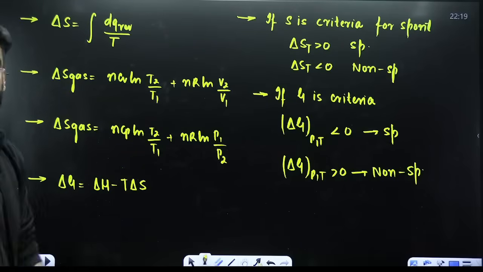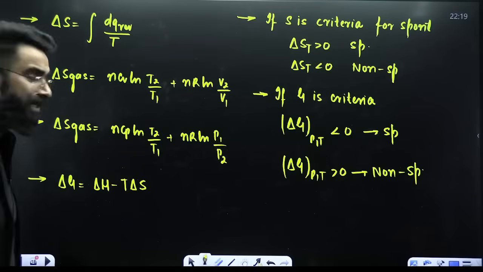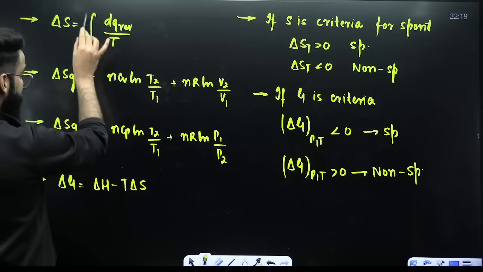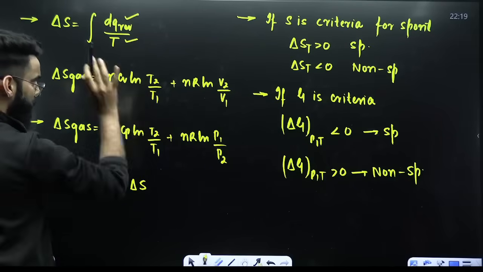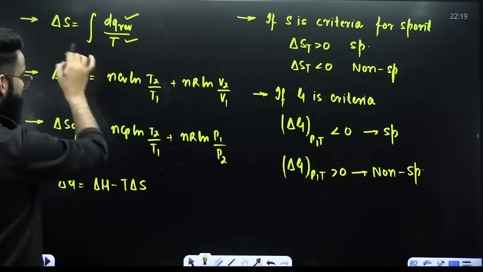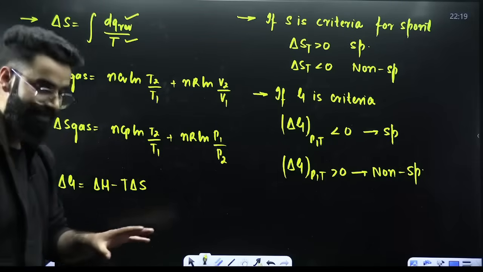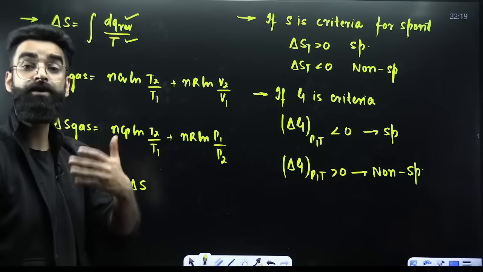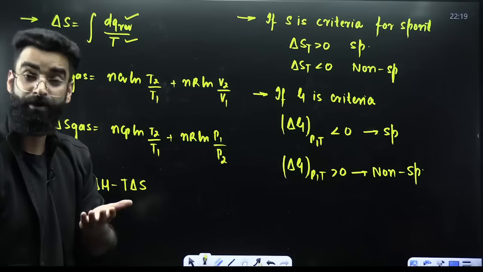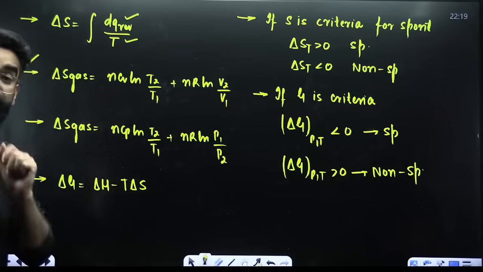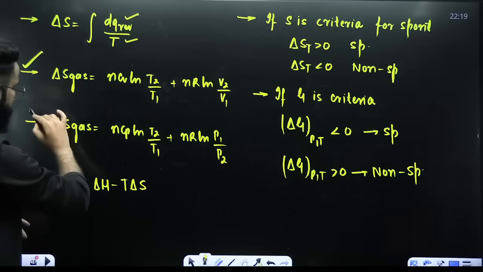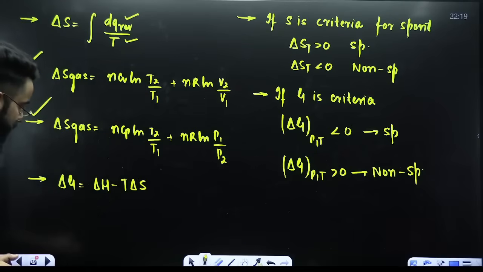When it comes to entropy, how do you calculate entropy change? The mathematical definition is the integral of dq reversible upon T. But a question is not asked as per this particular formula. The question is asked as per this particular formula. When the ideal gas undergoes a thermodynamic process, how do we calculate the entropy change of that ideal gas? This is the result which you can use, right?